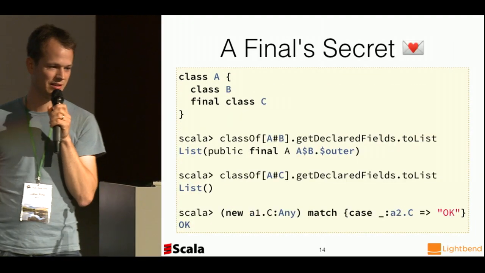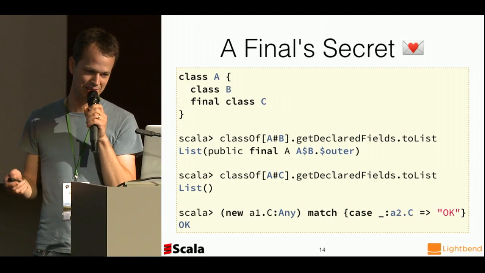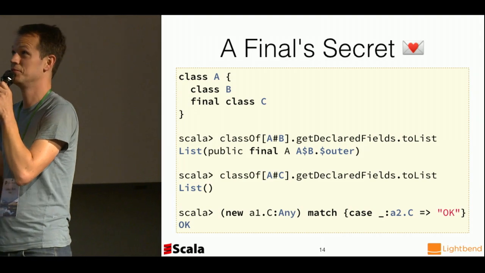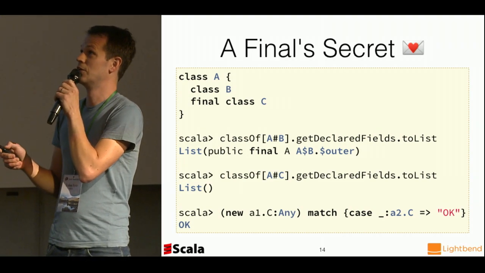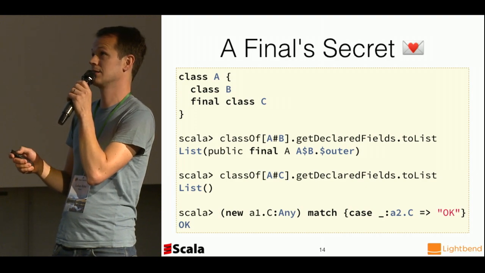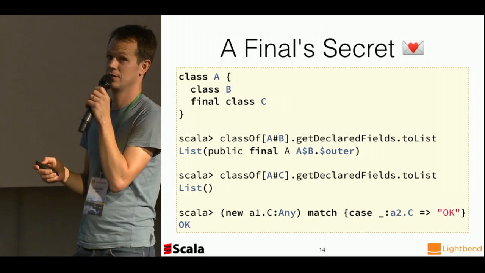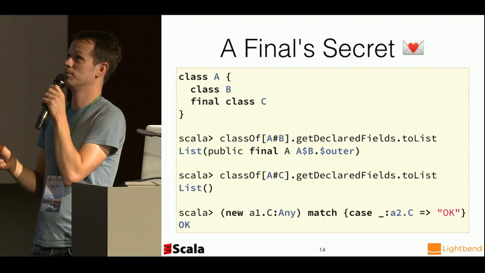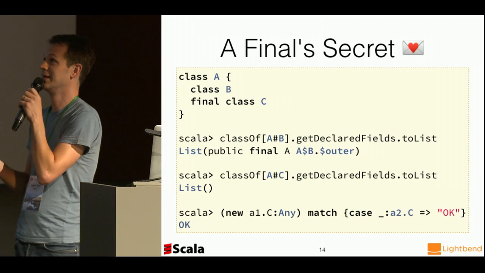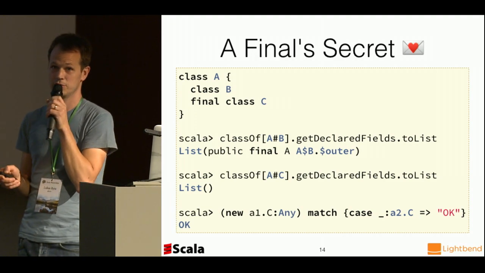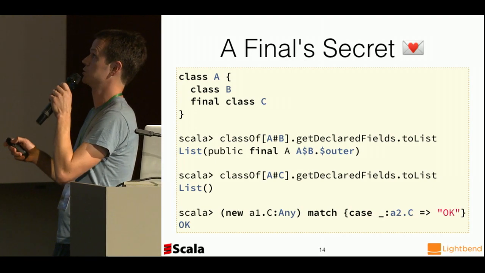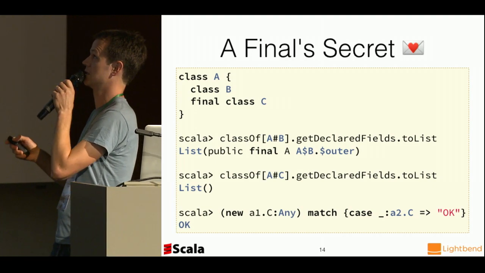So final nested classes have a little secret that you might not be aware of. Small example: we have an outer class A, an inner class, a nested class B, and a final inner class C. And you might wonder, why are the two different? What is the difference between those two is that the class C does not get an outer pointer. So you can see that through reflection. We just load the class and look at all the fields.